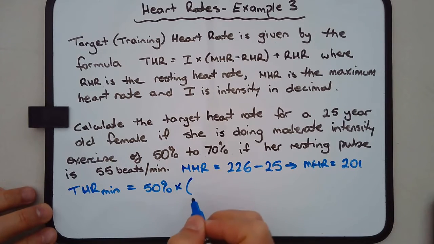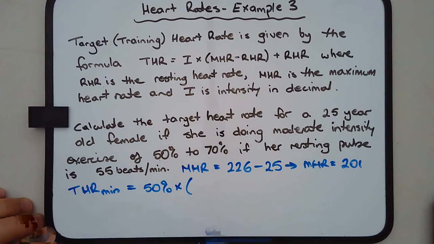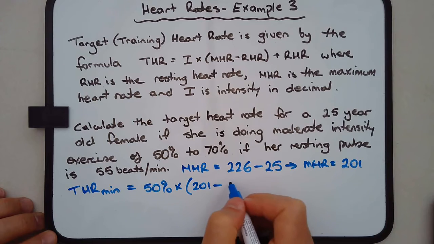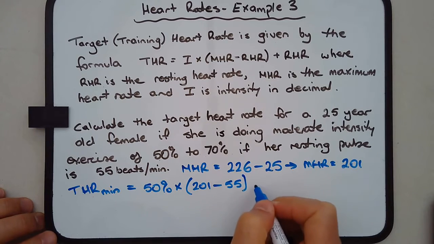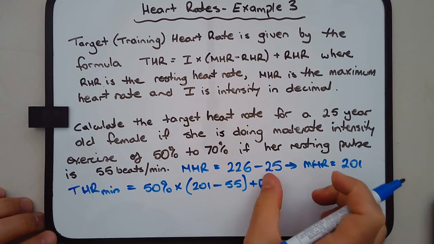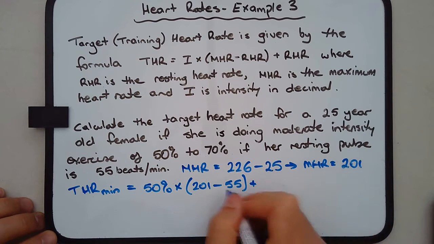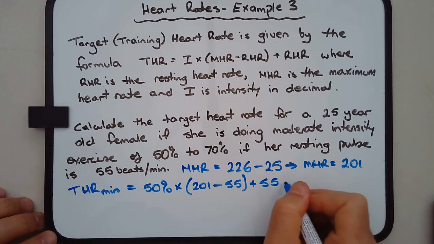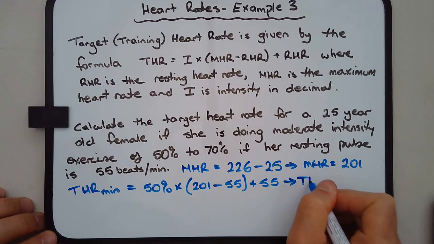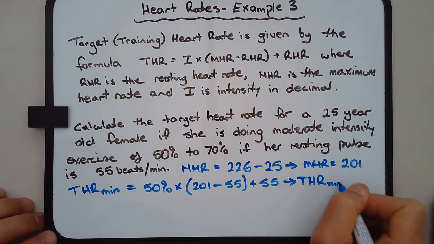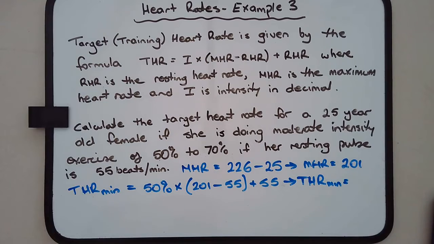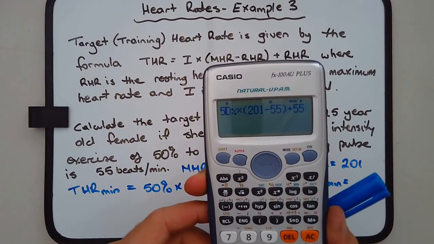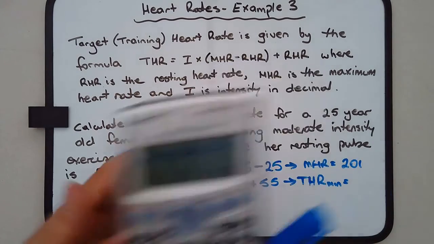Then we're going to substitute in the values that we now know. So MHR is 201, minus the resting heart rate, which is 55, and then we add on the resting heart rate. Actually, I might as well substitute it in as I've been doing before, so it's plus 55. And we get THR min is equal to, and I'll just type it into the calculator now. Yep, and press equals, and we get 128.